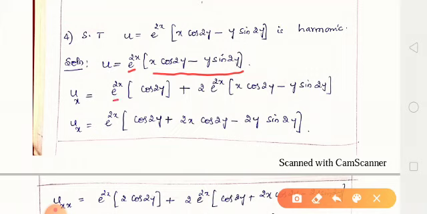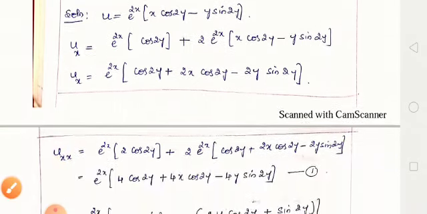First function into derivative of second function. It is x into cos 2y minus y sin 2y. The derivative is 1 into cos 2y minus 0. It is cos 2y. Plus derivative of e power 2x, 2 e power 2x, into the second function as it is. Here e power 2x is common. Take that term outside and write the remaining terms.